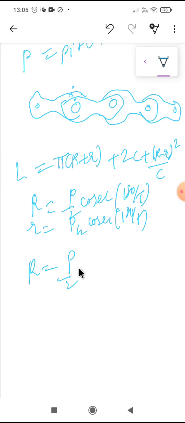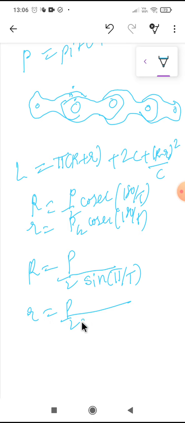So now what is cosec? Cosec you can also write as one over sine. So you can also use this term, that is sine pi by t. So it will be pi by t. Okay, and here R will be equal to p by 2 upon sine pi by small t. So for this term we will use this formula.